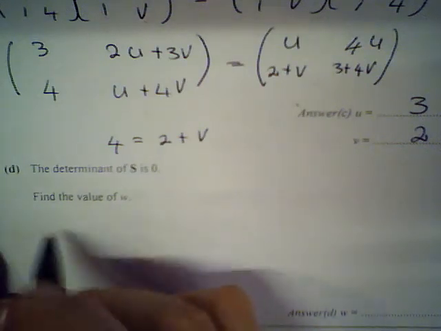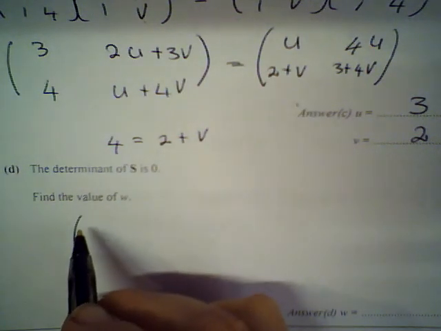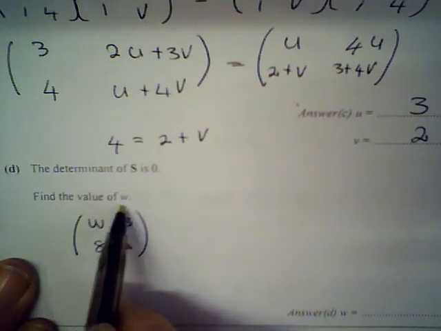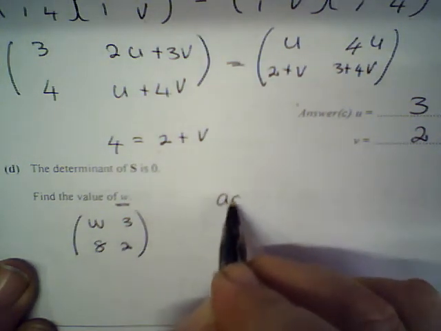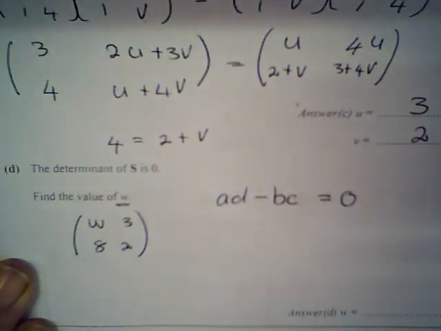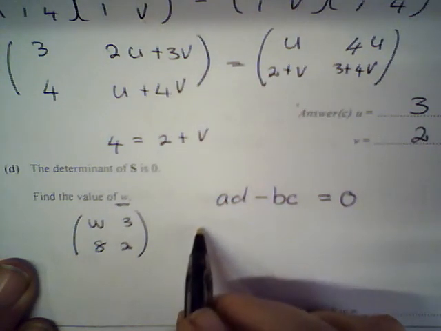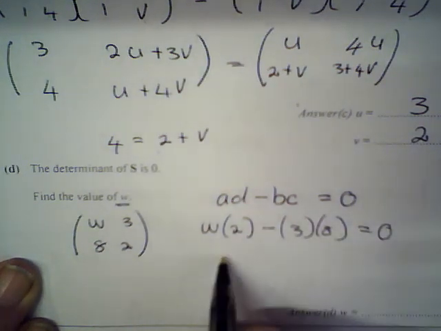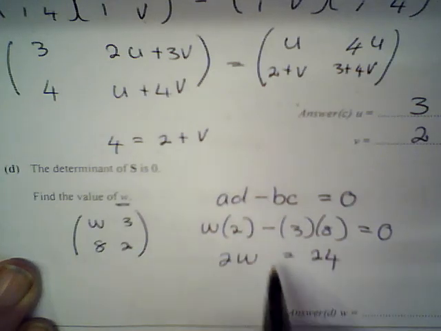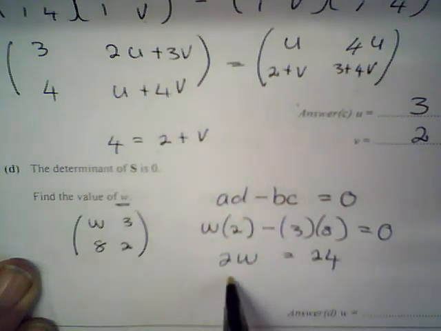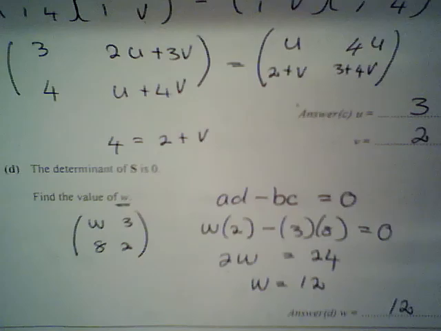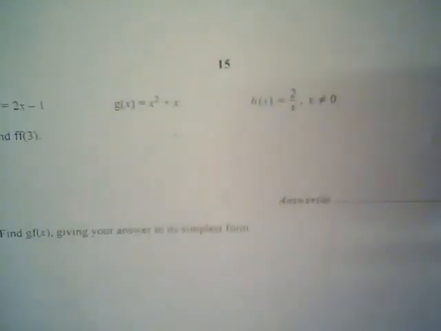Okay. So the determinant of S equals 0. So what is the matrix S? I'm just going to write it here for you. S is W, 3, 8, 2, and we are asked to find what is the value of W. So the determinant is AD minus BC, and they say it is equal to 0. So A is W, D is 2, minus B, that is 3, times C, that's 8, equals 0. So 2W minus 24 equals 0, so 2W is equal to 24, so W must be equal to 12. Okay, so I just went a little bit fast there.